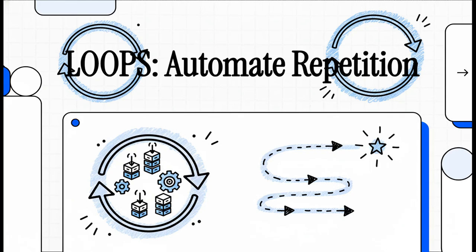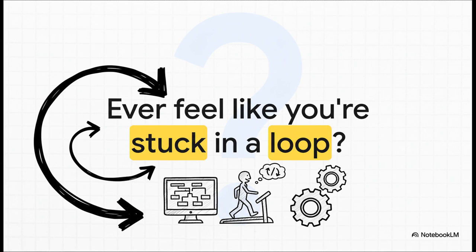In programming, some concepts are basically superpowers. And today, we're going to unlock one of the biggest ones: how to automate repetition using loops. I mean, we've all said it, right? I feel like I'm stuck in a loop. You're just doing the same thing over and over again.